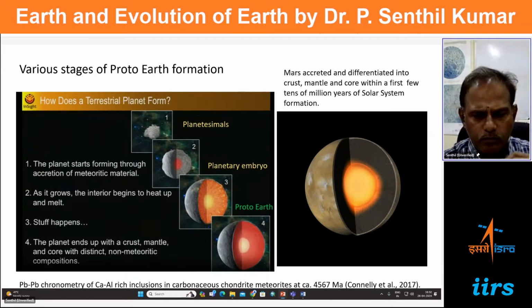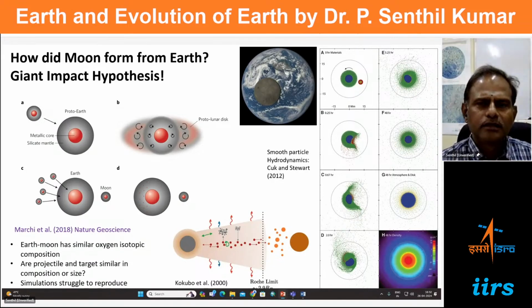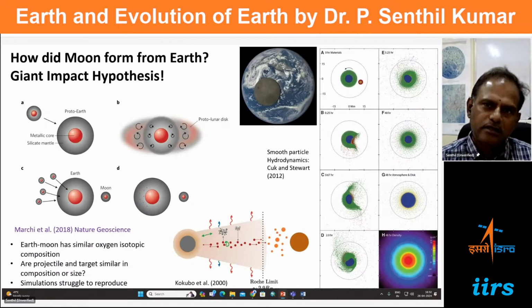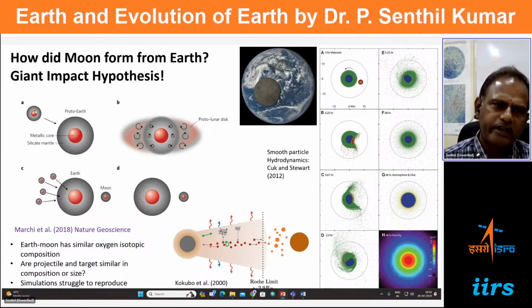So once you have a proto-Earth, then what happens? The Earth also underwent a kind of giant impact. It is believed that a small planet, a Mars-sized planet, collided with Earth about 4.5 billion years ago. When that planet collided with the Earth, a huge amount of material came out. Here you see the small planet collides with the Earth.